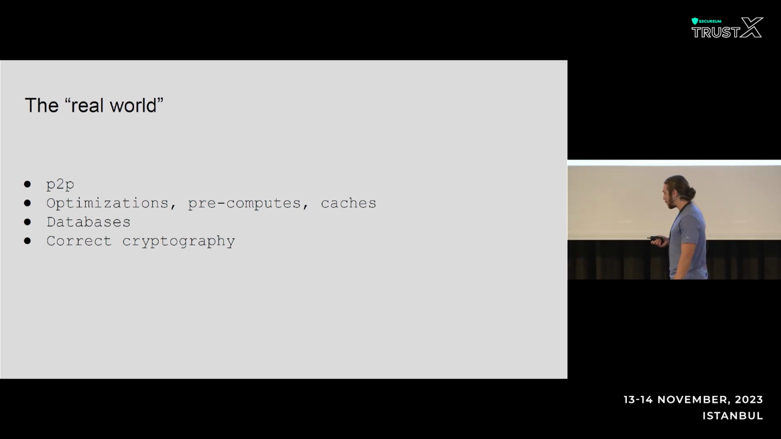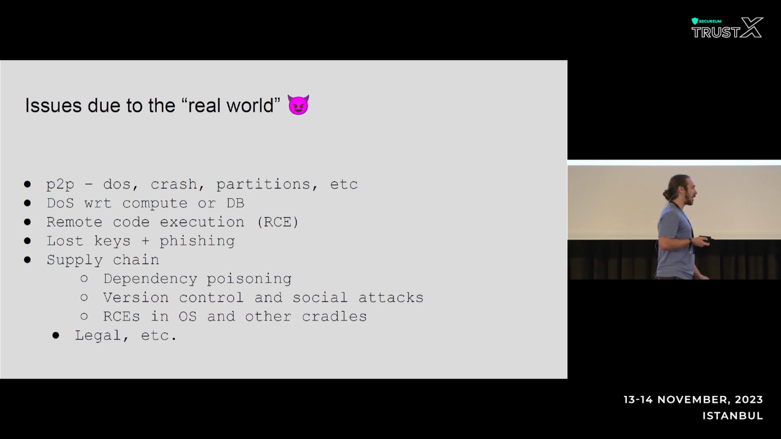And when I say the real world, I mean the P2P. I mean my node finding friends on the internet, talking to them, handshaking, listening to messages from them, optimizations, pre-computes, caches, databases, and getting cryptography correct. Some of the issues that we see here, I don't know the number, but a lot of the bugs we've seen that usually don't make it to being exploited are DOSes on the P2P.